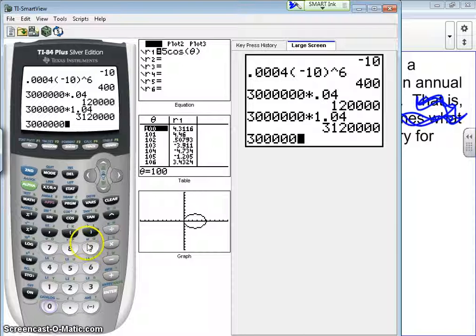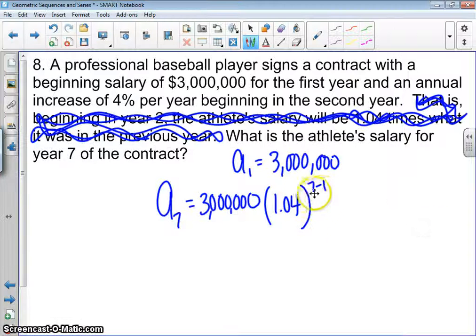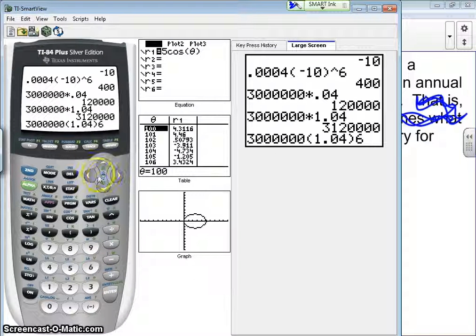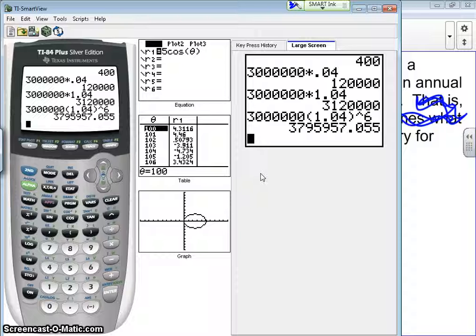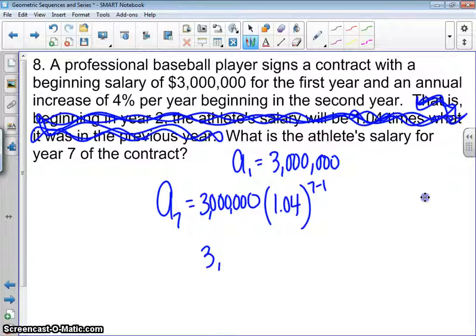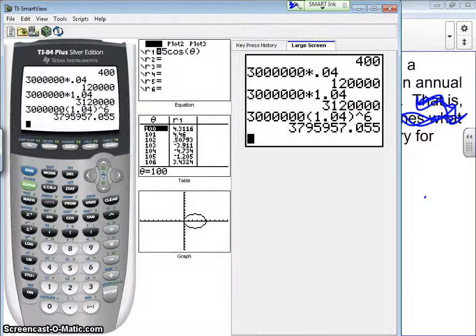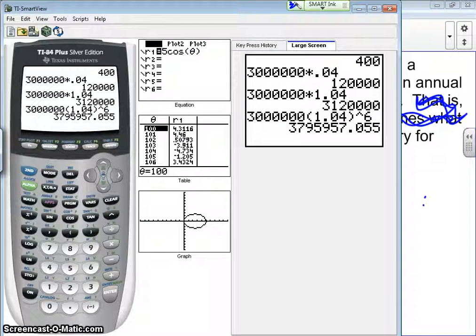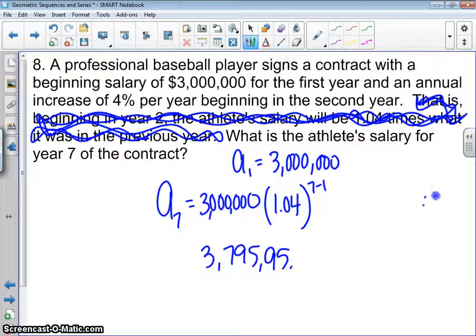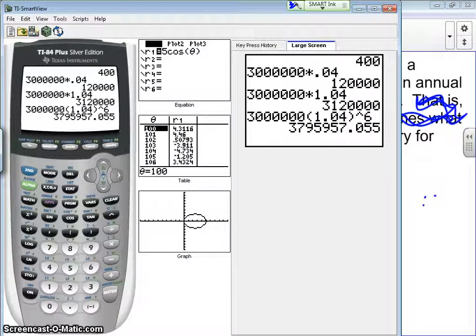So 3 million times 1.04, and I'm going to raise that to the 7 minus 1, which is 6, raised to the 6. And so in my 7th year there, I should be making $3,795,957, and I'm going to round that to the nearest cent, which would be 0.06.